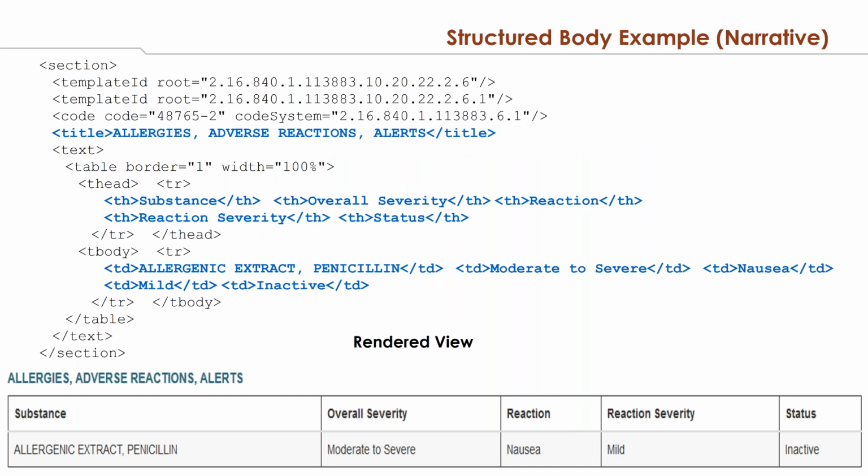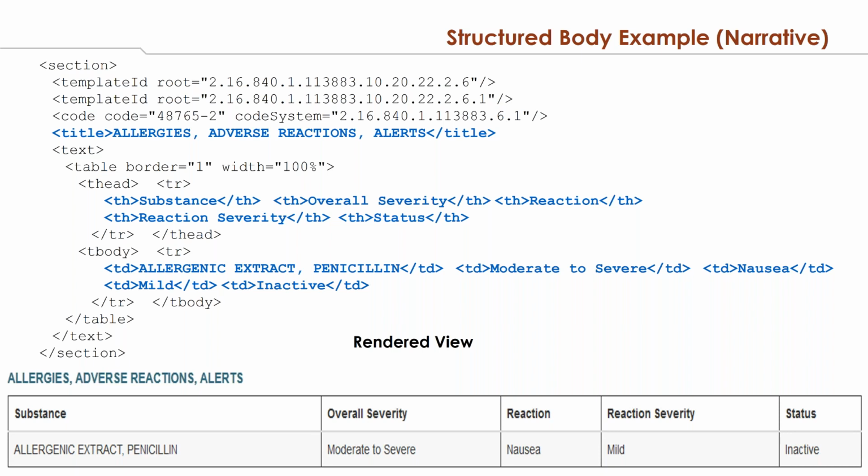So here's an example of the narrative representation of clinical content in a structured body. In this case, we're showing up on screen the XML for an allergies and adverse reactions and alerts section. There's a text element in there that contains an HTML table with table headers for substance, overall severity, reaction, and such, and then another body row below that actually has the person's actual allergy information.